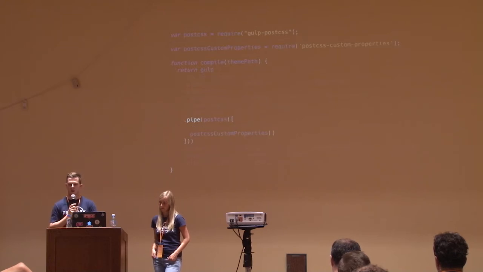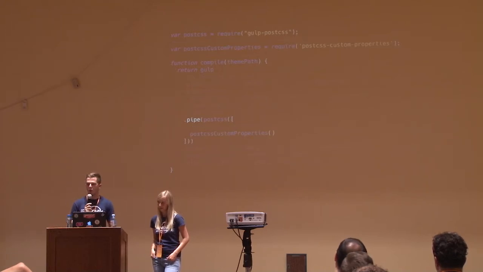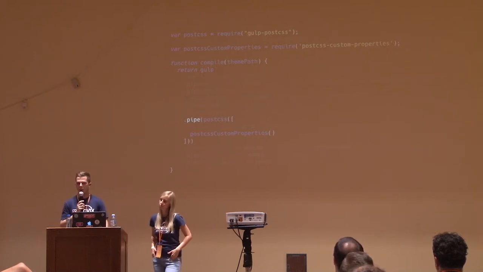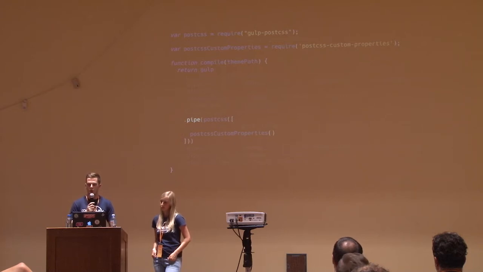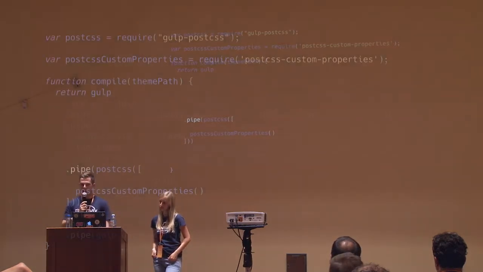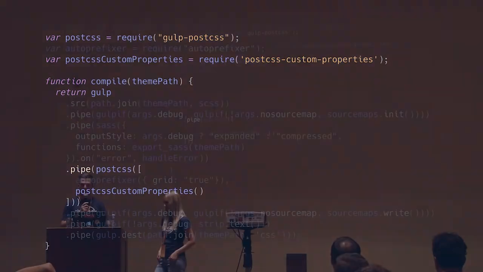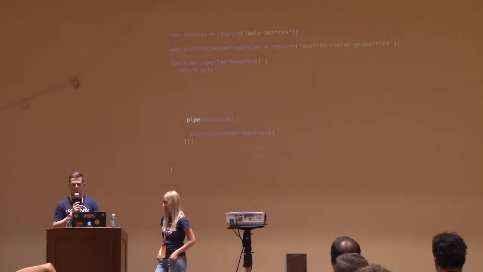But autoprefixer alone doesn't solve the problem of CSS variables, because CSS variables or CSS custom properties isn't just a vendor prefix, but it's actually a new feature. So for CSS custom properties, we have found a PostCSS plugin called PostCSS Custom Properties, which we can feed to our PostCSS plugin list. It has some parameters, but the defaults are just fine for our use case.